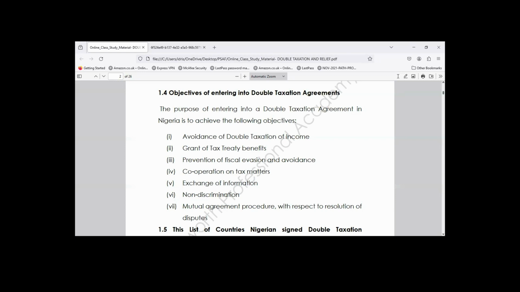It ensures non-discrimination between taxpayers. It's a benefit. All these objectives are indirectly the benefits of double taxation. So don't say the lecturer did not teach us benefits. Please note that. Try to note that. You can get the benefit from the objective. So please try to note that.